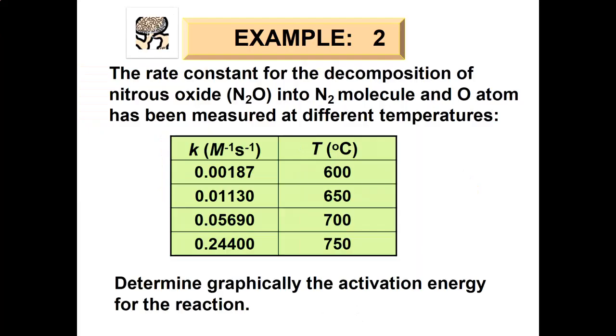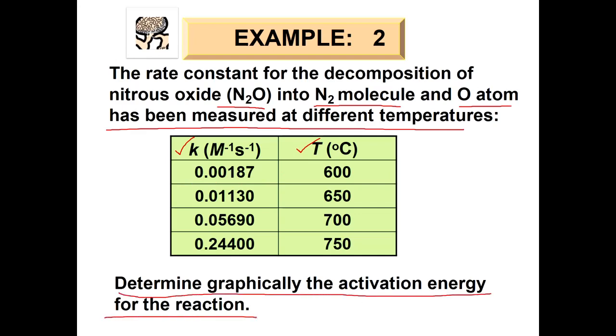Okay, now look at example 2. The rate constant for decomposition of nitrous oxide, N2O, into an N2 molecule and an oxygen atom has been measured at different temperatures. Let's say we have the data, K and also T, the certain K at a certain temperature. Then you have to determine graphically the activation energy for the reaction.